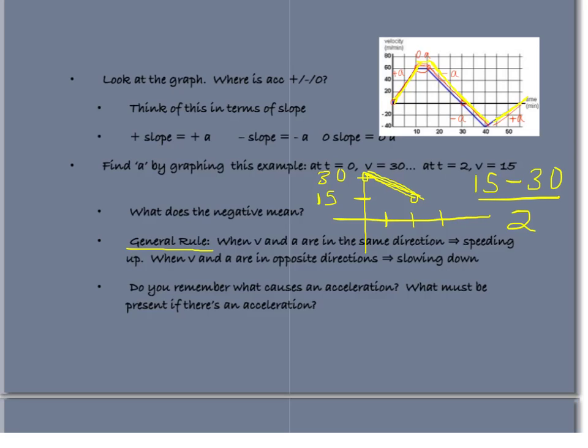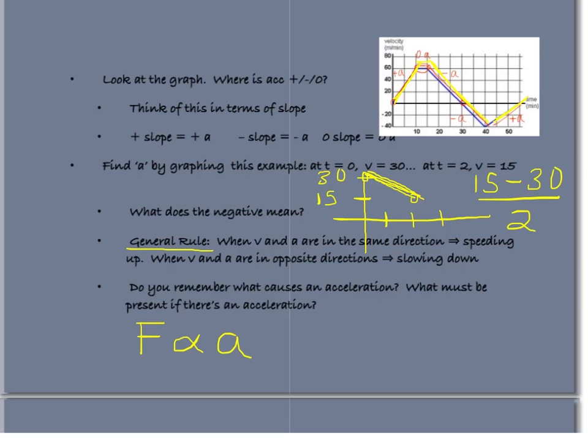So do you remember what actually causes an acceleration? Think back again to your regular physics class. Anytime an acceleration is there, the other thing that must be present is a force. And that force will always be proportional to your acceleration. So whatever direction your force is in, your acceleration is also going to be in that exact same direction. Basically, force and acceleration are going to line up.